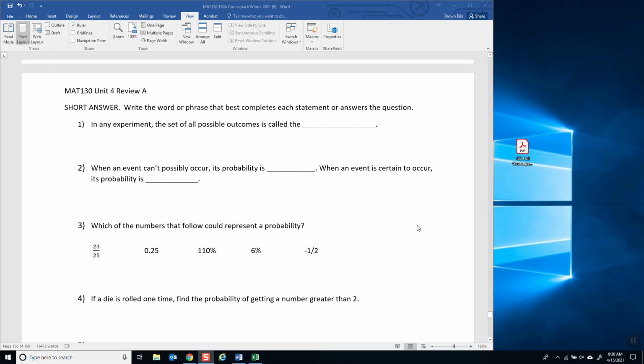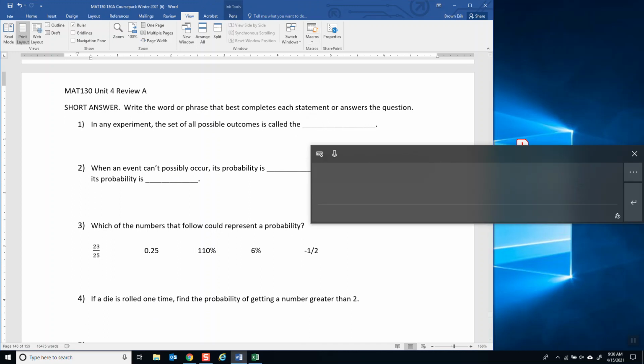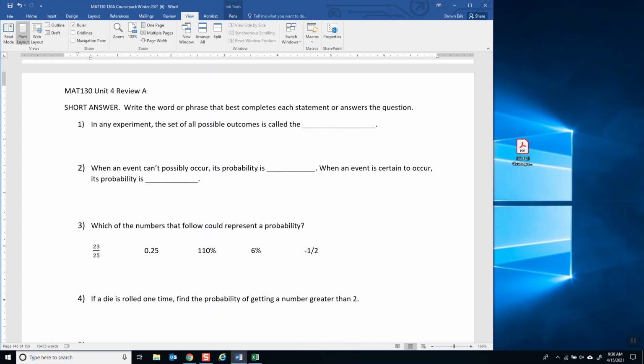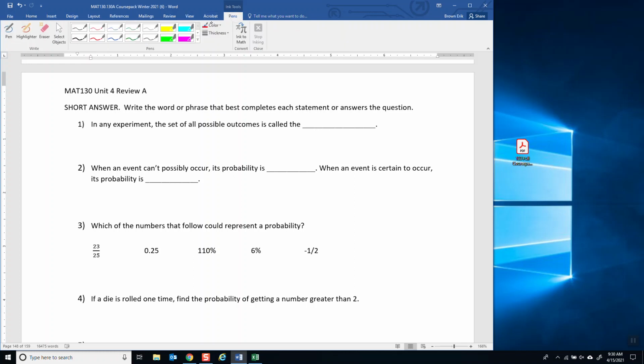All right, so here we're just completing a sentence. In any experiment, the set of all possible outcomes, that is called the sample space. So maybe we should even add in here, in any probability experiment. That's really what we're talking about here specifically.